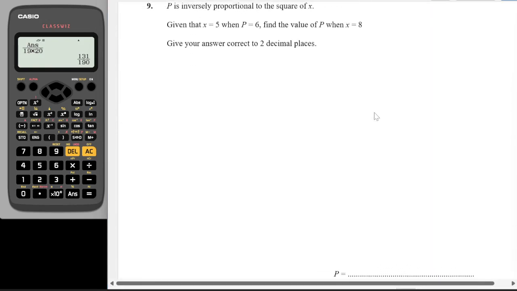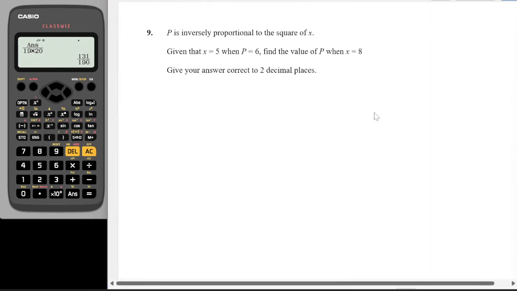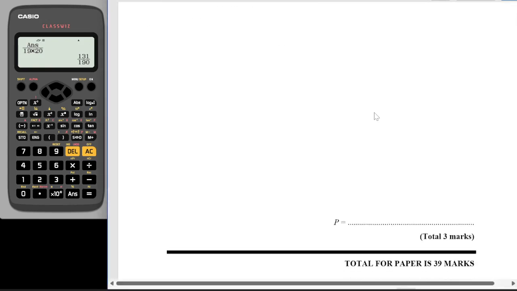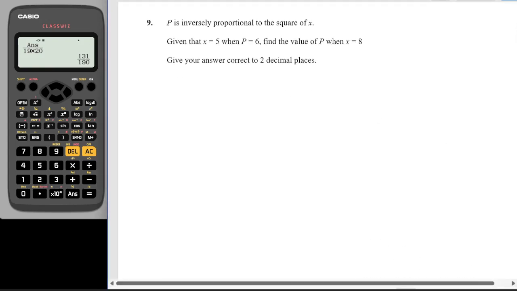Okay, and question 9. P is inversely proportional to the square of x, given that x is equal to 5 and p is equal to 6. Find the value of p when x is equal to 8, giving your answer correct to 2 decimal places. So I'm going to do this one slightly differently today. So I'm going to say that p is inversely proportional to the square of x.